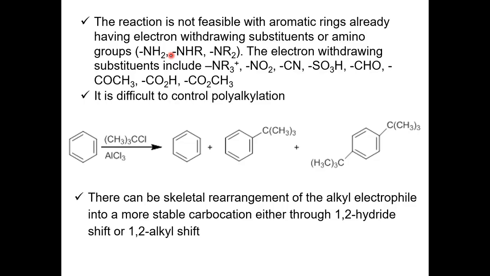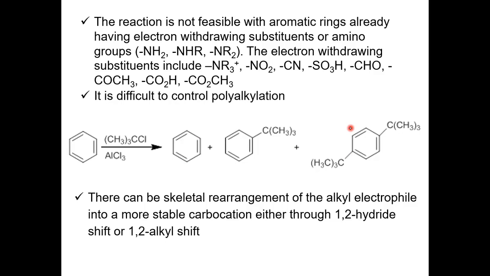Next one, it is difficult to control polyalkylation. So sometimes your aim is monoalkylation, so that you can just get one of this, just this. But then you realize that the alkylation can occur in more than one position. So some will not happen at all, some will be mono, some will be bi. So polyalkylation is difficult to control, right?